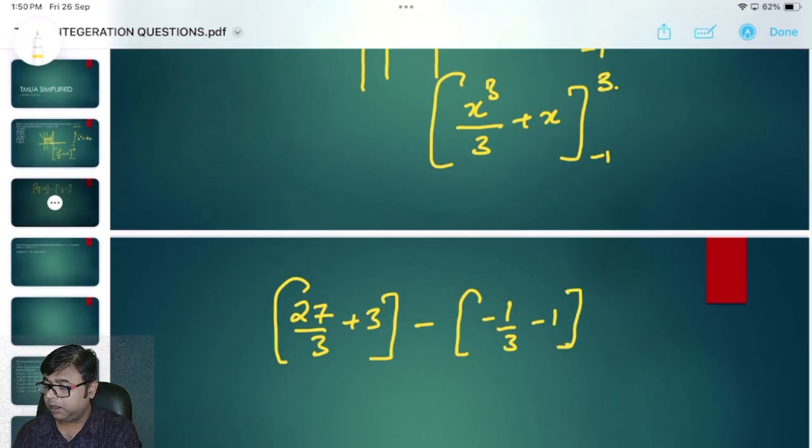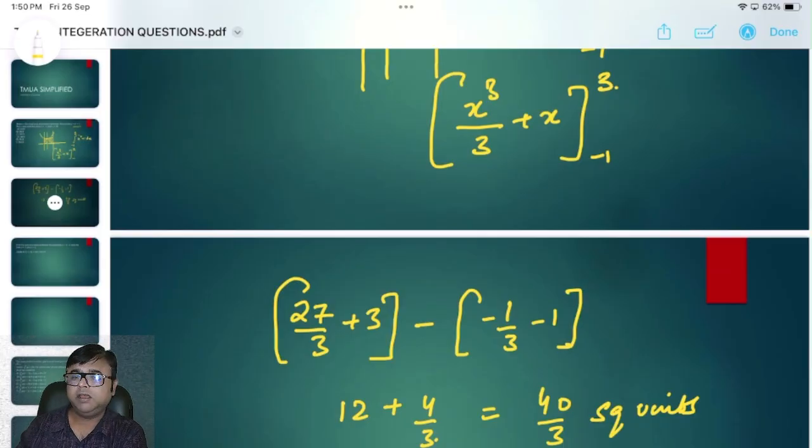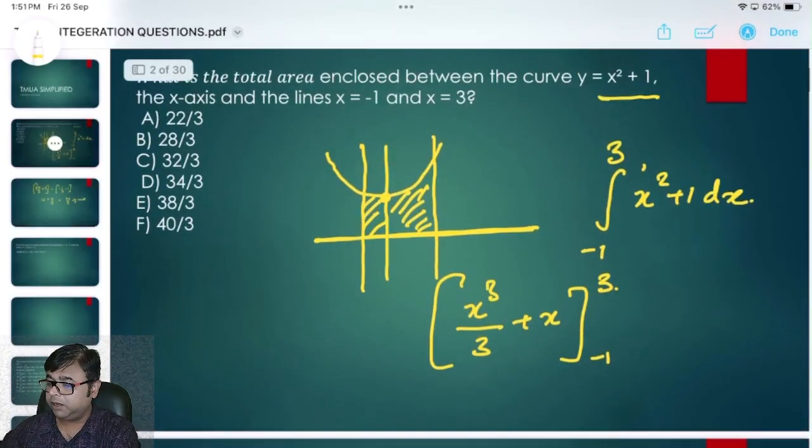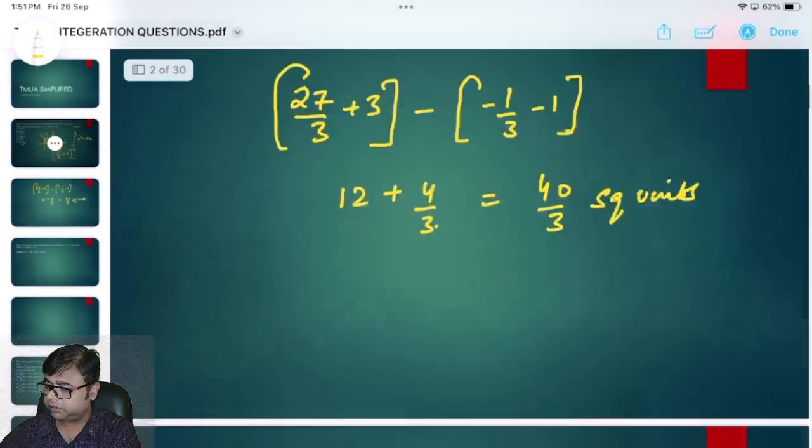So this gives me 12 plus 4 by 3. This is 40 by 3 square units. This is the right answer. This is very simple. This type of question has come in TMUA, right? Which you can do very easily. So the answer is F, that is 40 by 3. Now let's move on to the next.